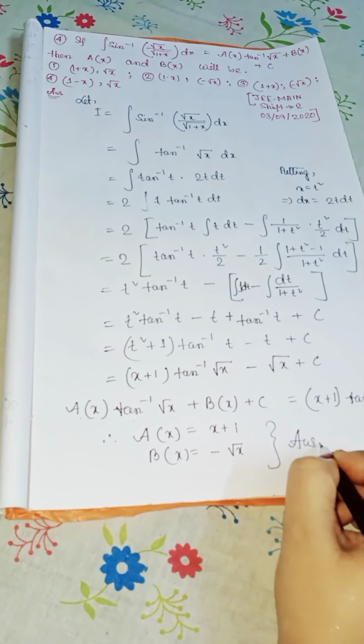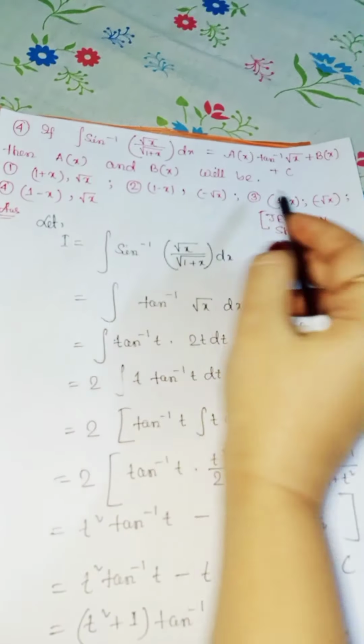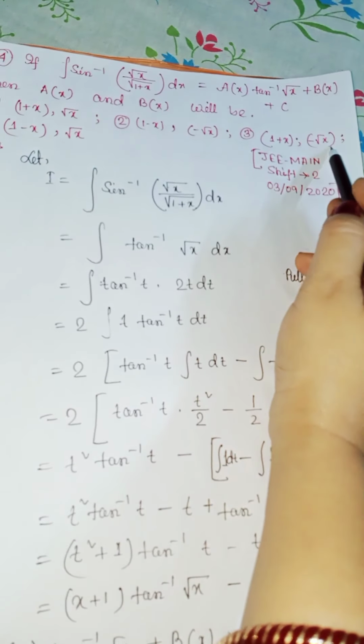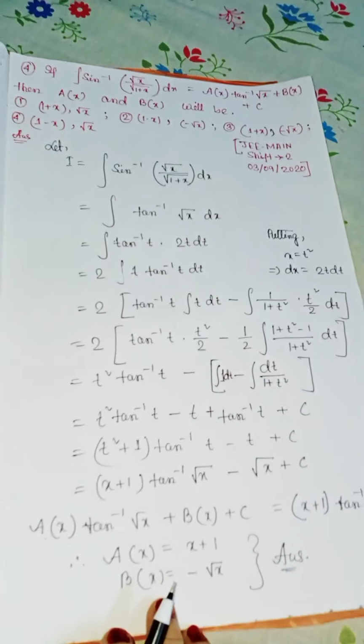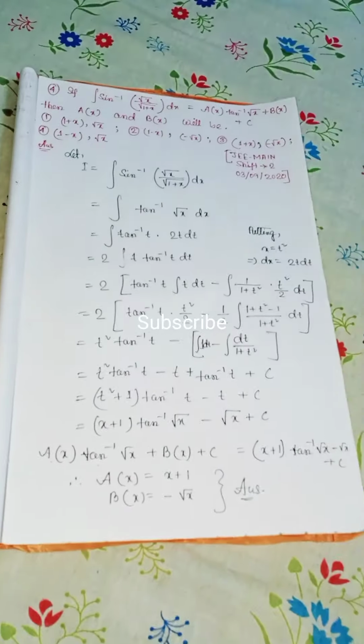So we reached our required value of ax and bx, and our answer is option 3: x plus 1 comma minus root x, which is ax and bx. So this is the whole solution.